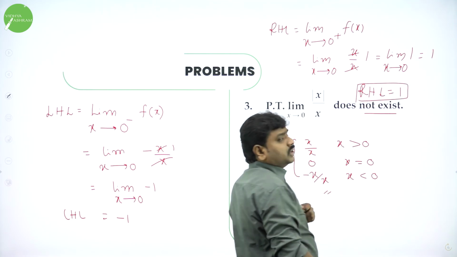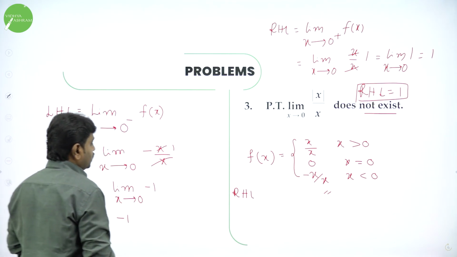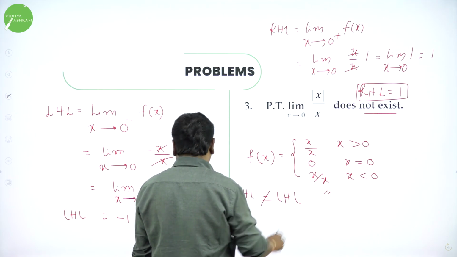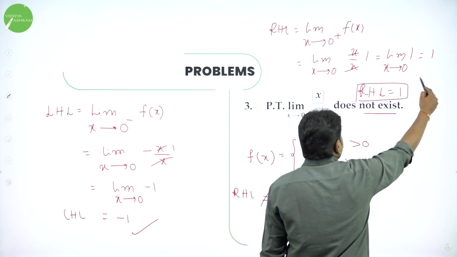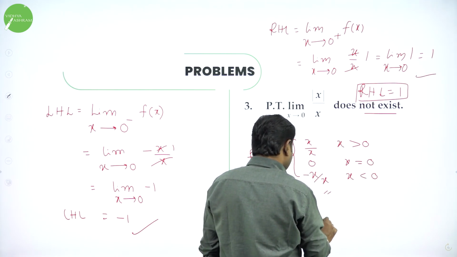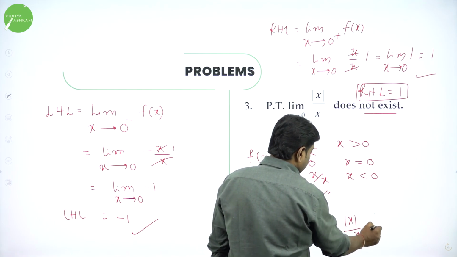So you got LHL, you got RHL, but they are different. Here, RHL is not equal to LHL. LHL is minus 1, RHL is plus 1. Therefore, the limit does not exist. Limit as x tends to 0 of the given function, modulus x divided by x, does not exist.